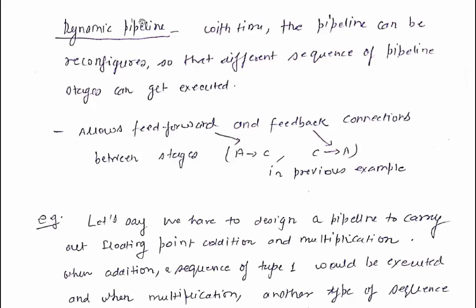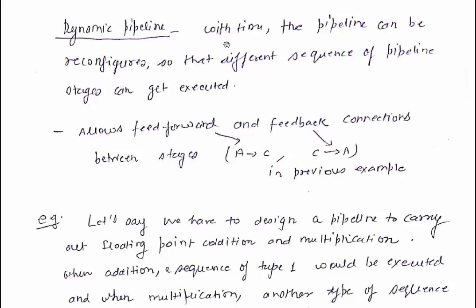So what are you going to understand from a dynamic pipeline? A dynamic pipeline will change with time. The pipeline can be reconfigured so that a different sequence of pipeline stages can get executed. So in a dynamic pipeline, the sequence of stages may change. In case of a static pipeline, the sequence of stages would not change.